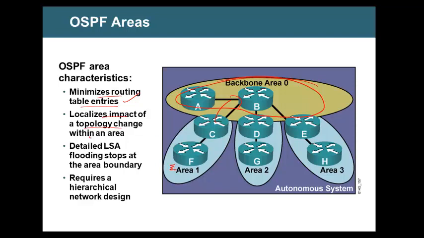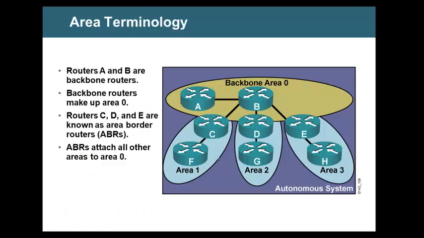And these routers C, D, and E are ABR routers, we know. And this is internal to area 1. These A and B are also internal to area 0, but they are also called backbone routers because they are in the backbone.